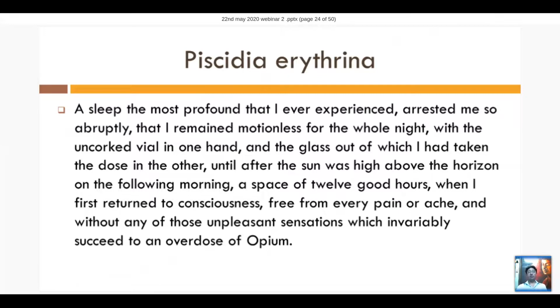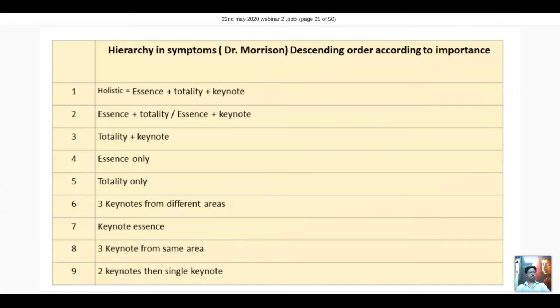So here I want to refer to Dr. Morrison of California. He has given a very beautiful hierarchy of the symptoms in descending order according to their importance.